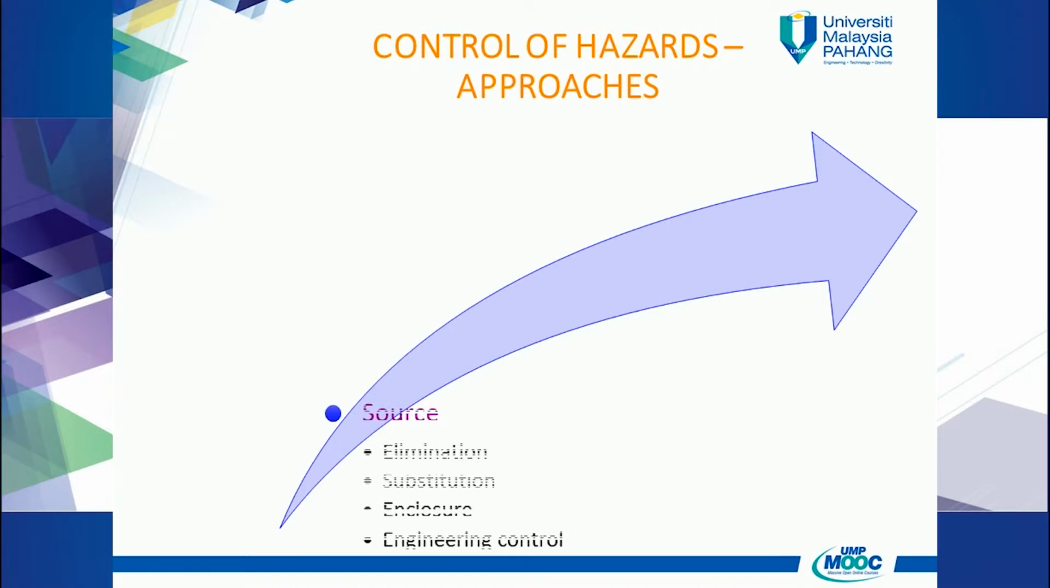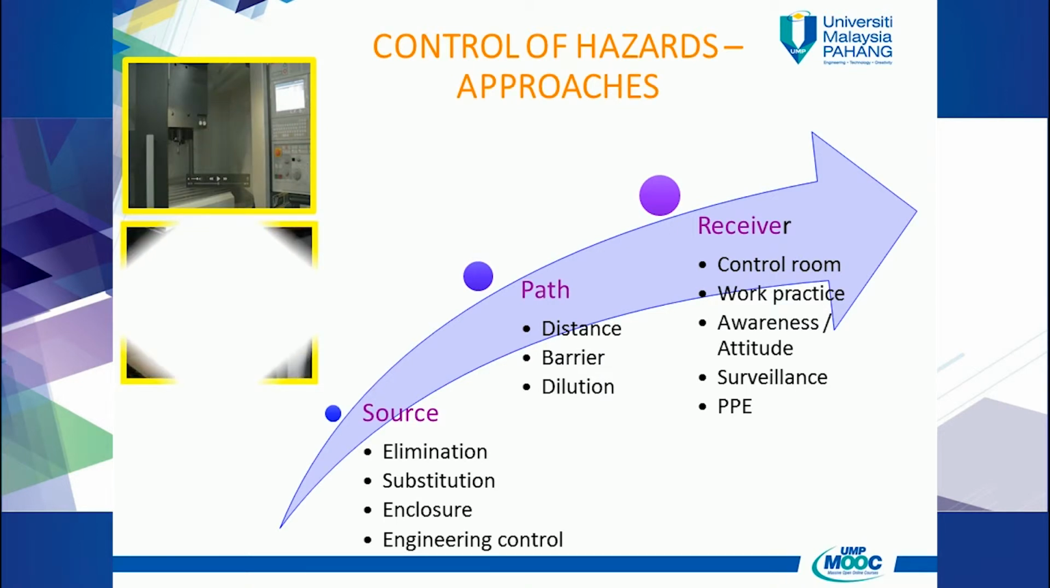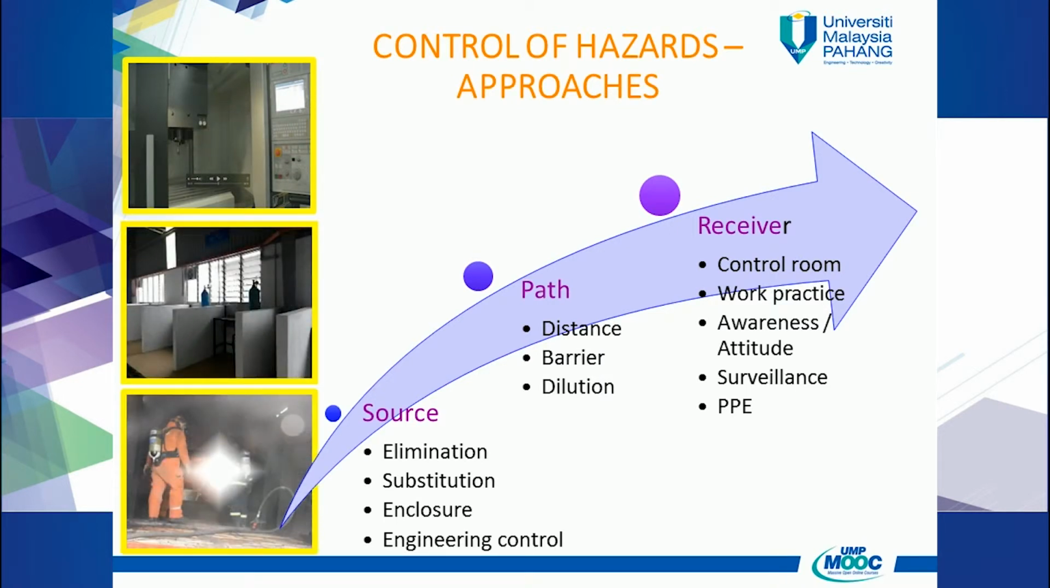At source, control measures such as eliminate or remove the hazard or substitute the hazard with the less hazardous substance or put enclosure or engineering control. Along the path, control measures include increased distance between the source and the workers and use of barrier, while controls at the receiver include performing good work practice, inculcate safety awareness towards good attitude among the workers, and wearing appropriate personal protective equipment.